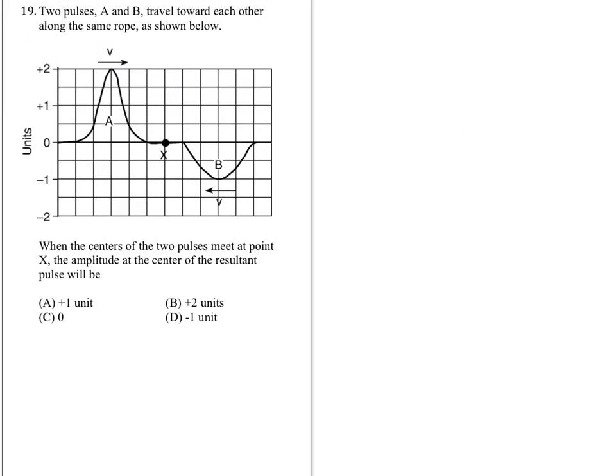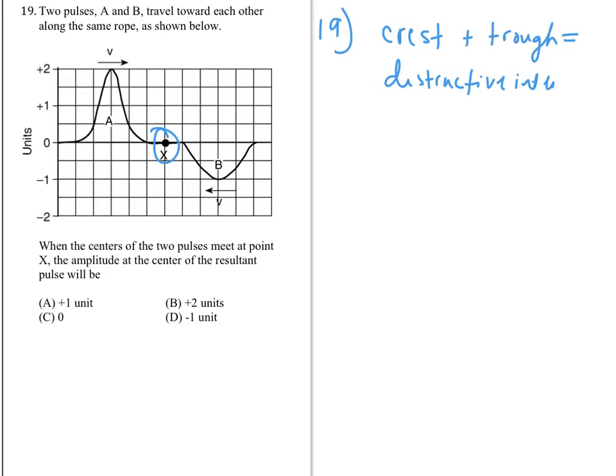Alright. Okay, so this here, number 19, we have two waves, a crest and a trough, meeting together at point X. So we have a crest plus a trough. What does that equal? Destructive interference. When that happens, we're going to subtract their amplitudes. So for crest A, it's a positive 2. Crest B is a negative 1. So plus 2 and negative 1 equals positive 1.